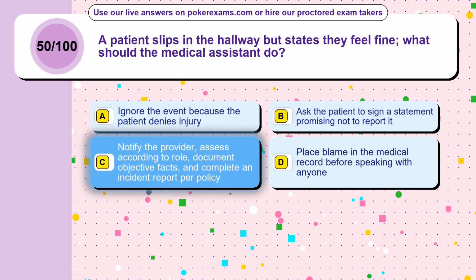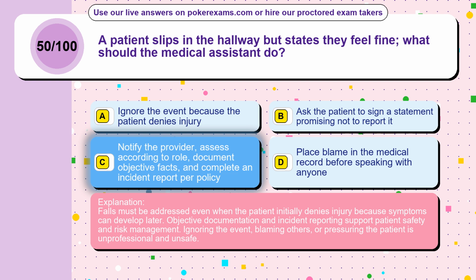The correct answer is option C. Notify the provider, assess according to role, document objective facts, and complete an incident report per policy. Falls must be addressed even when the patient initially denies injury because symptoms can develop later. Objective documentation and incident reporting support patient safety and risk management. Ignoring the event, blaming others, or pressuring the patient is unprofessional and unsafe.